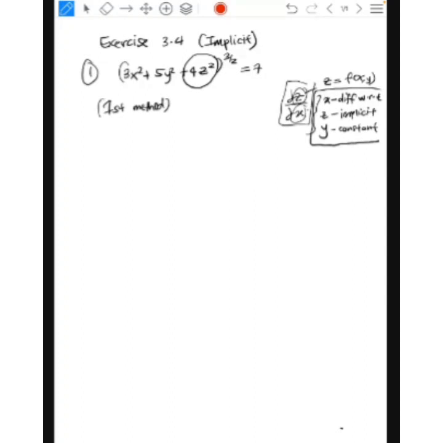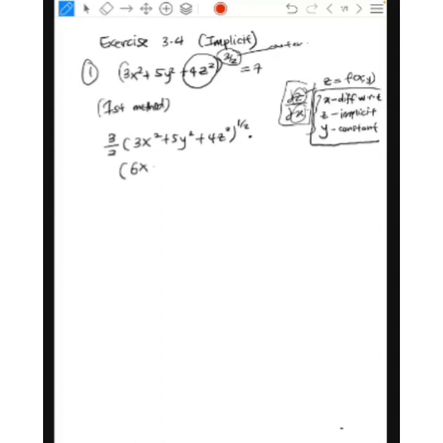Okay, using the first method, we differentiate with respect to x. Differentiate 3x squared will be 6x, plus differentiate y, which is constant right now, so differentiating a constant gives zero. Plus, before anything you have to differentiate the power, because there's a power of 3 over 2 outside. So differentiate the power 3 over 2, and whatever is in the bracket just write down. So 3 over 2 minus 1 will be 1 over 2. Then multiply, then you differentiate the bracket with respect to x.